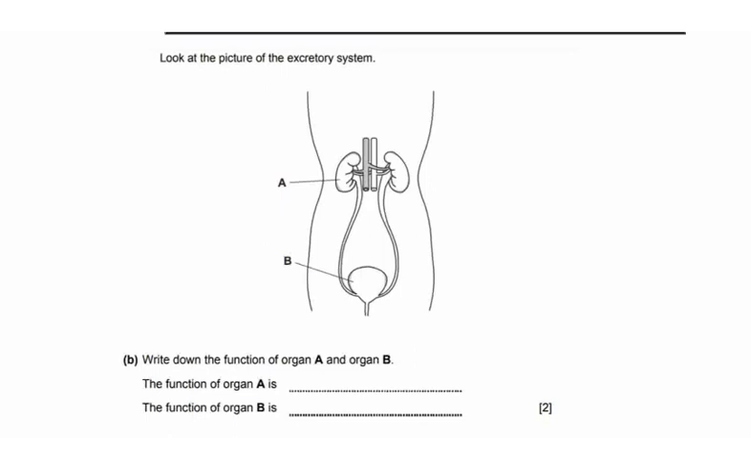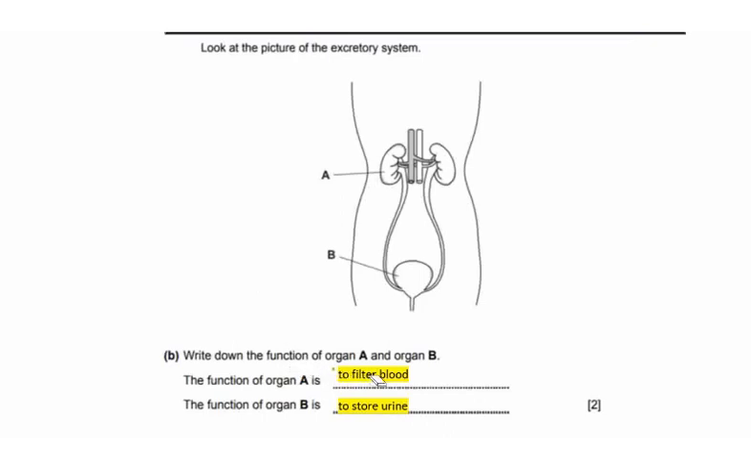Now this is question B. Write down the function of organ A and organ B. The function of organ A is what and the function of organ B is what? In the previous question we have included the explanation, and that includes the answer for this. So 10 seconds from now. Well, the answer is, the function of organ A is to filter blood and the function of organ B is to store urine. Let's move to the next question.